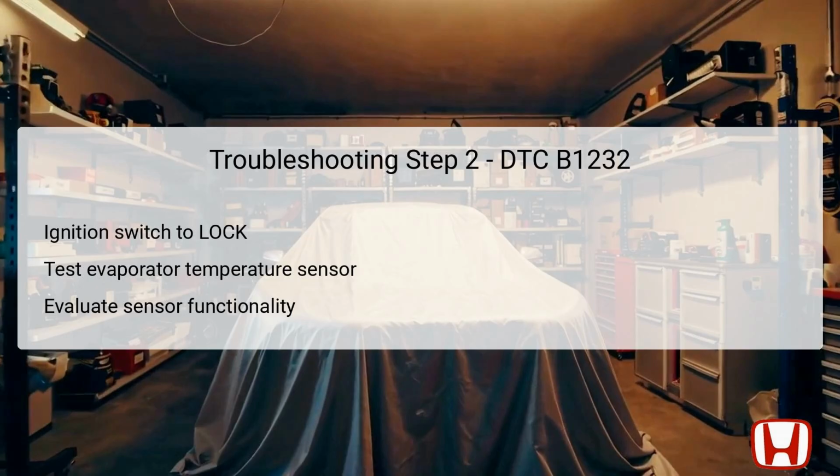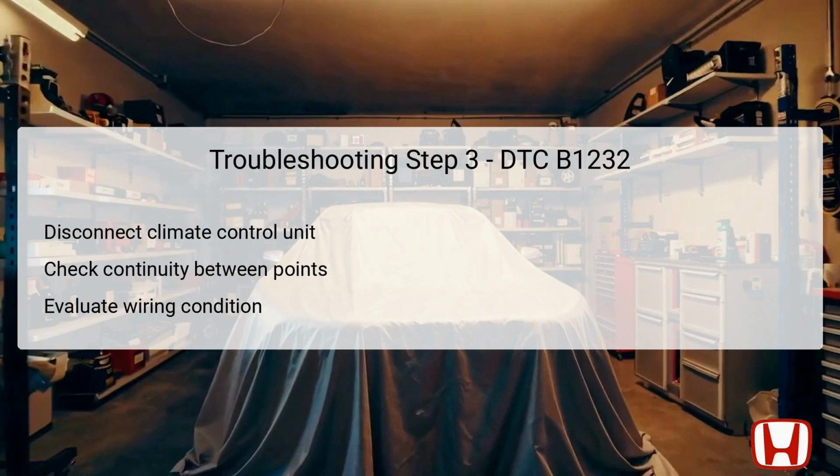testing tool. If the sensor tests show that it is functioning properly, the next step would involve moving on to a further inspection of the wiring and connections. If the sensor is found to be faulty, the correct course of action is to replace the evaporator temperature sensor, as it is vital for the proper functioning of the climate control system.